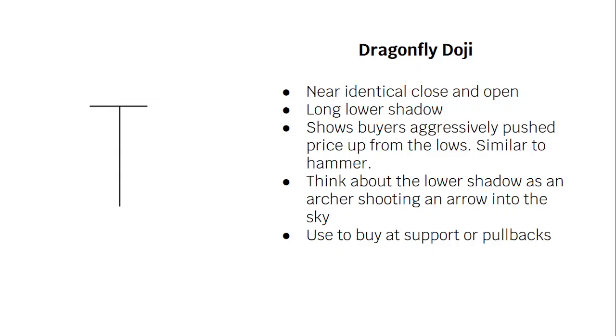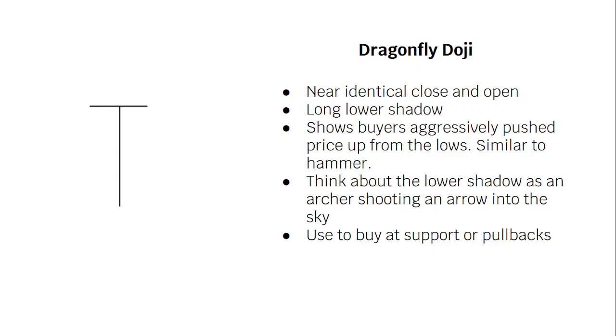Think about the lower shadow as an archer, and this wick, this shadow, that's his arrow. And so he's shooting his arrow into the sky, pushing price higher. So that's kind of how I think of the dragonfly doji.